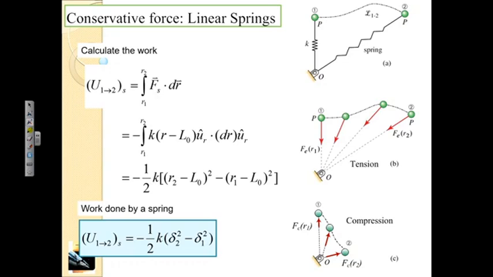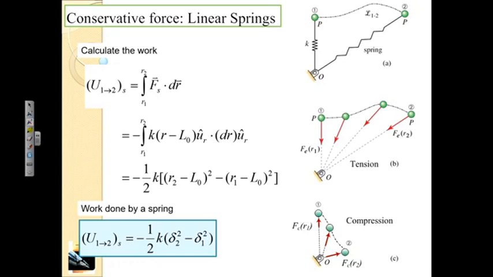Minus K over 2. And we've got, I'll do it this way. R2 minus L0 squared minus R1 minus L0 squared. This first one, delta 2 squared. This second one, delta 1 squared. Just our change in our initial spring.